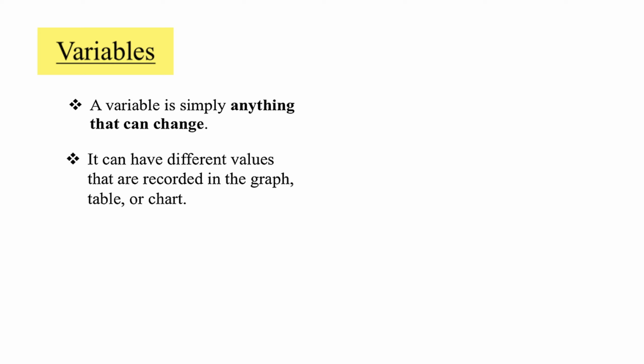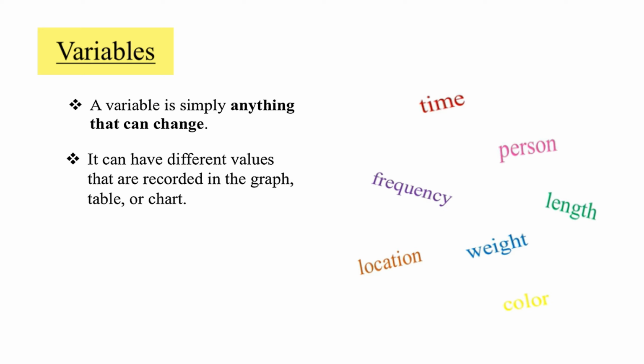So if a variable could be anything that can change, what would be some examples of that? Well, a variable could be time, as you can see here. It could also be frequency, it could be weight, or even length. Those are maybe some of the more scientific or mathematical variables that you might be familiar with. But remember, a variable is just anything that can change, which means that possibilities are almost endless. A variable could also be a location, it could be color, it could even be a person.